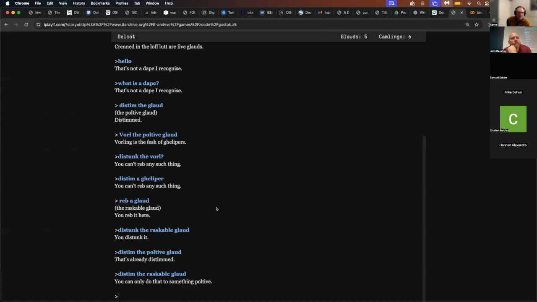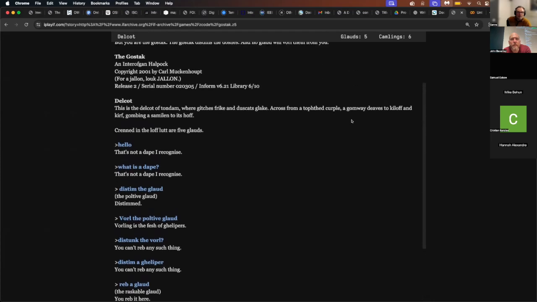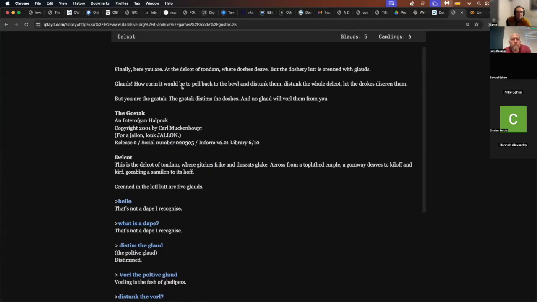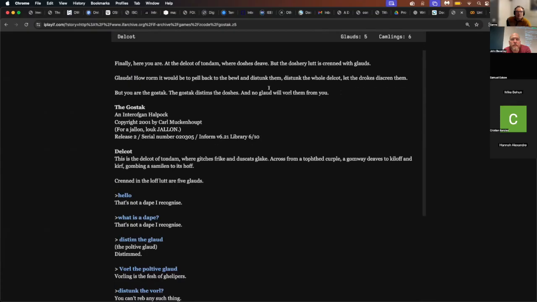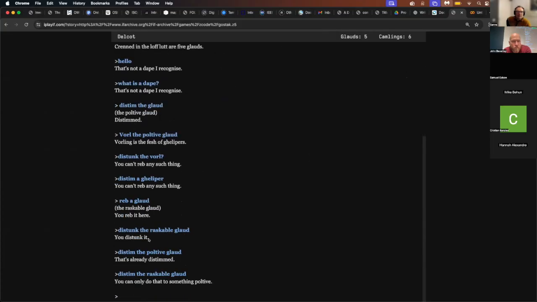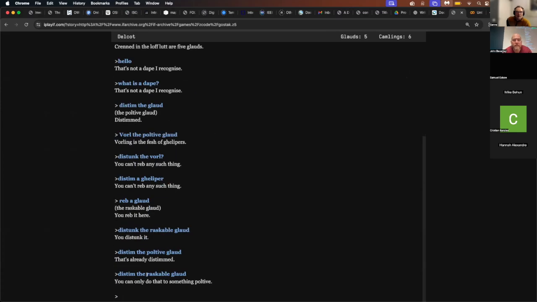Now I've got 5 camlings. 6 camlings. How warm it would be to pell back to the Buell and disdunk them. Disdunk the whole Delcott. And if you pell back to the Buell, what does it then say? Let's see. It says you got to distem more doshes.